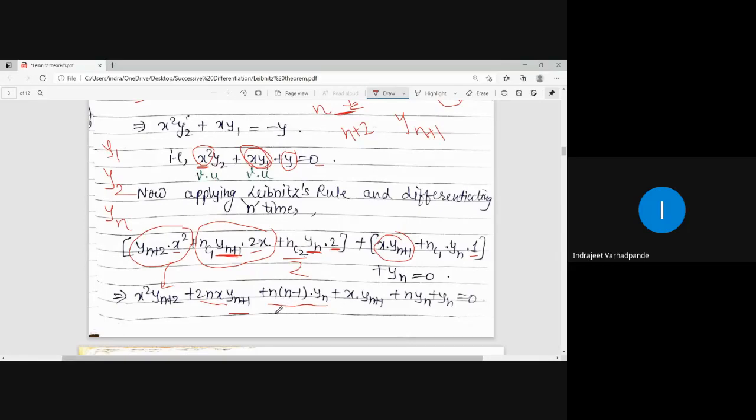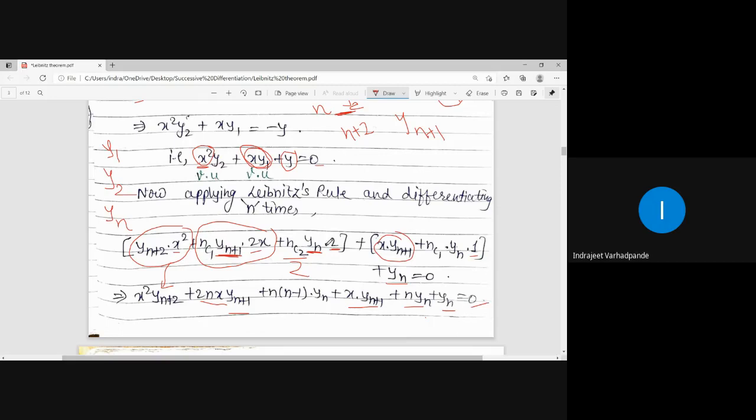nC2 is n into n minus 1 upon 2 factorial, but 2 factorial is 2 and this 2 is cancelled out. So we are left with n into n minus 1 into yn, x into yn plus 1 as it is. nC1 means what? n into yn plus yn is equal to 0. Is this point okay? Yes, sir.